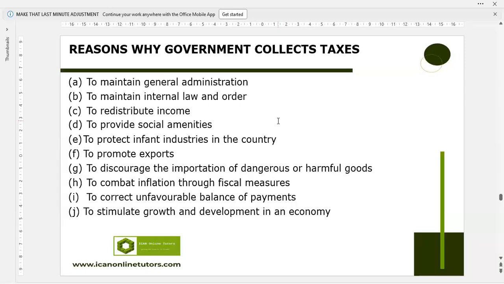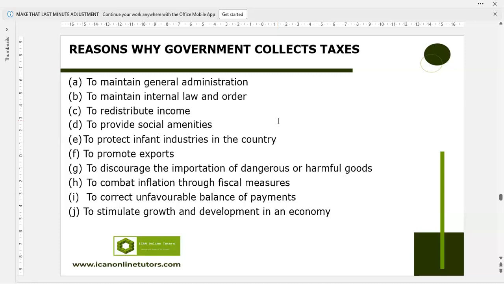So there is trader money, there is a lot, all these entrepreneurship stuff, empowerment programs and the like. So it's just to protect infant industries, then to promote exports. On exports, governments do not charge tax, so you don't pay tax on exports. It's just to encourage export, and that contributes to our GDP, right? But to discourage imports, what do you do? You increase the tax rate, right?